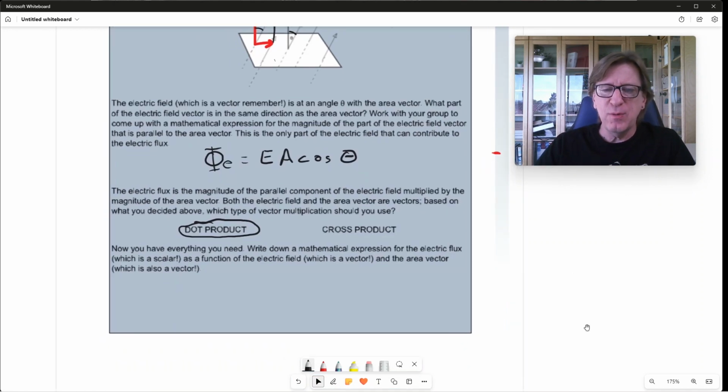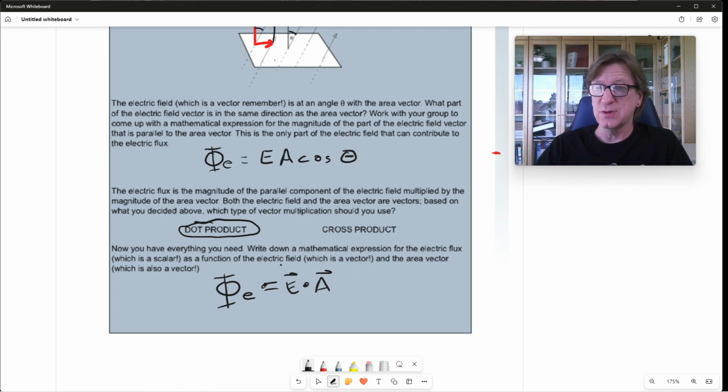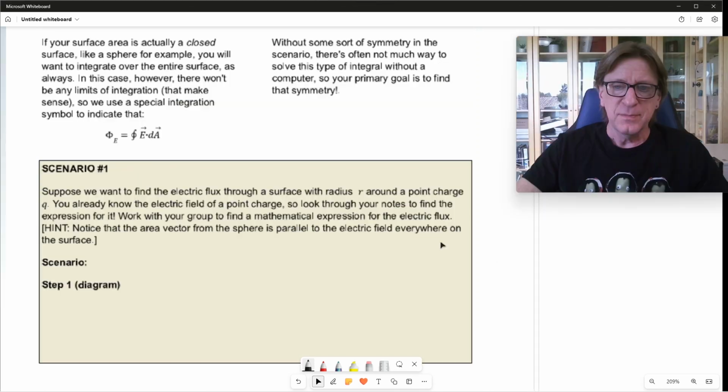Okay, so now we have our final expression for the electric flux, which we found just a minute ago. So that's going to be phi E equals, whoops, I drew a circle there. We don't need a circle, we need a dot. There we go. Phi E equals the electric field dotted into A. And that's going to be our definition for the total electric flux going through the surface.